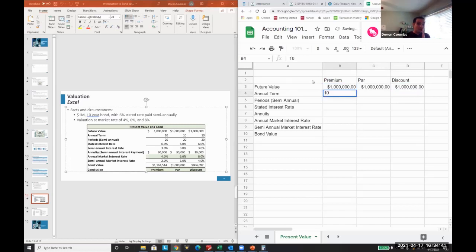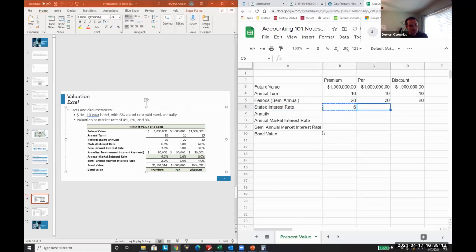So if our annual term is 10, so we're saying this is a 10-year, $1 million, 6% interest bond. What we actually are saying is there's 20 periods. It's semi-annual periods, right? That's the first piece we need to assess. We're paying interest twice a year, and so we're going to calculate our net present value using the number of periods. That's just how the calculation is done. That's just a fact.